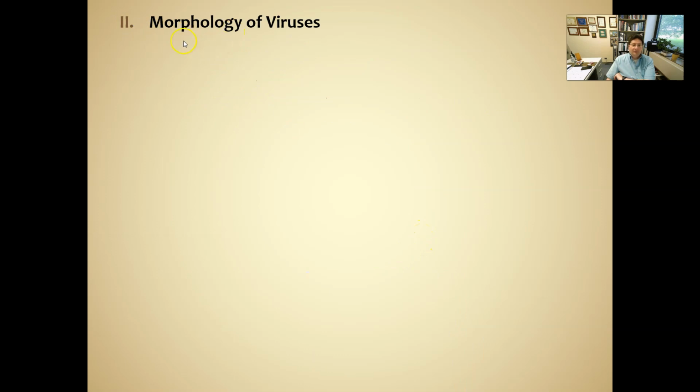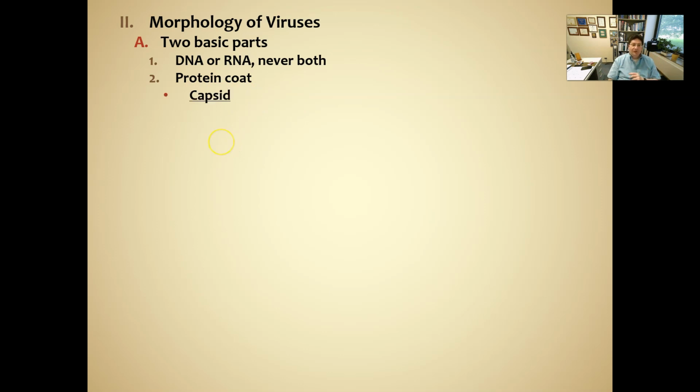Now, let's look a little more deeply at the morphology of viruses. Remember, everyone, morphology refers to body, shape, or form. Now, all viruses, and this is important, have two basic parts. They have genetic material, so DNA or RNA, but not both. They also have, surrounding this DNA or RNA, a protein coat called a capsid.